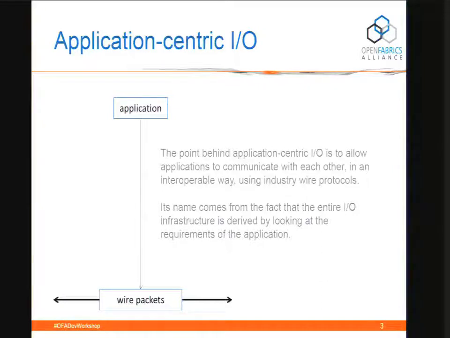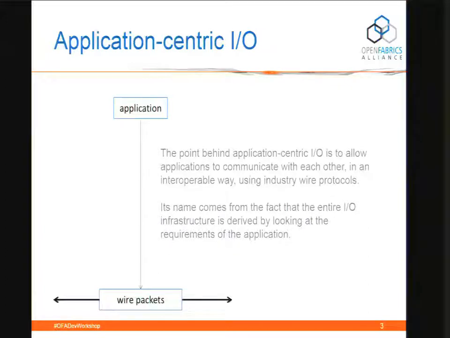So I'm just going to read the words because I think they may be helpful. But the point behind application-centric I/O is really to allow applications to communicate with each other and to do so in an interoperable way using industry-standard wire protocols. That's what we're about. The industry-standard wire protocols are provided for us by an industry standards body, for example, the InfiniBand Trade Association or some other industry-standard body. So the name, this notion of application-centric I/O, really comes from the fact that the entire I/O infrastructure is derived by looking at the requirement of the application. And this is fundamental. This is where I think we're trying to drive OFA going forward.